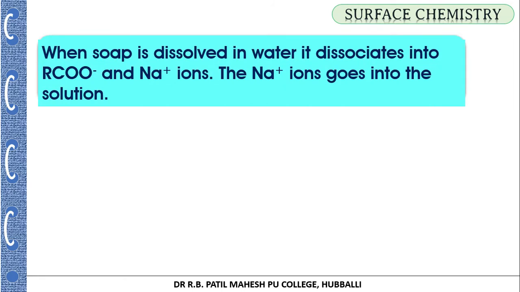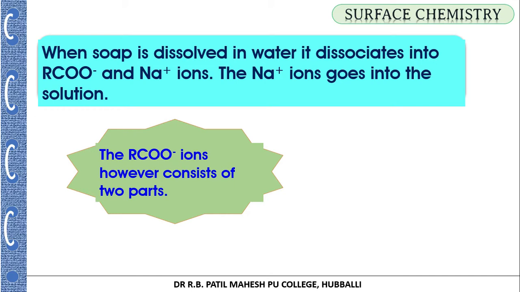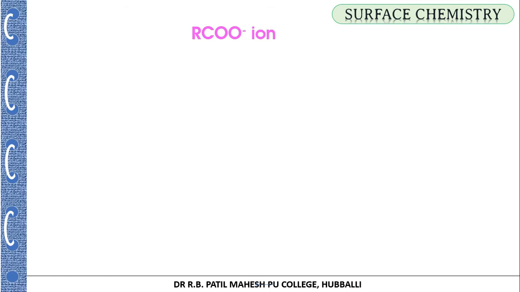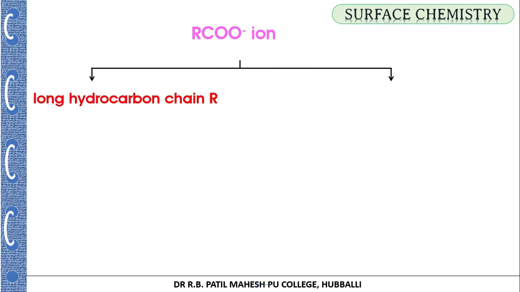So when soap is dissolved in water, it dissociates into carboxylate ion, RCOO⁻ anion, and Na⁺ ions. The Na⁺ ions thus formed go into the solution. The RCOO⁻ ions, however, as I already told, have two parts, students. Let us see one by one. The first one is a long hydrocarbon chain indicated by symbol R, that indicates alkyl group, and the polar group, that is COO⁻, that is carboxylate anion.